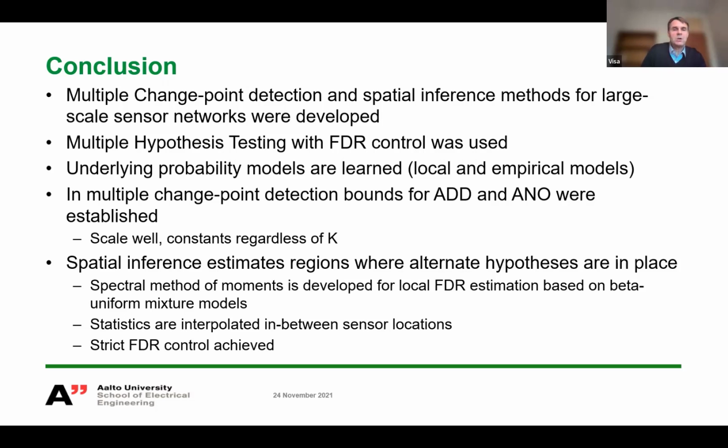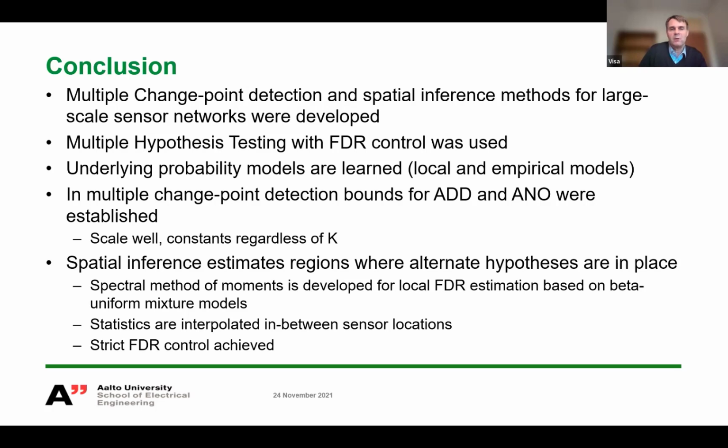And then we also performed the spatial inference to characterize these regions where the alternative hypotheses are in place. For example, areas where you have bad air quality, where you don't want to go biking or walking, or areas where the radio spectrum is being congested or contested, or in a power grid, areas where there's some anomaly, or on the internet where some denial of service attack is taking place, and so on.